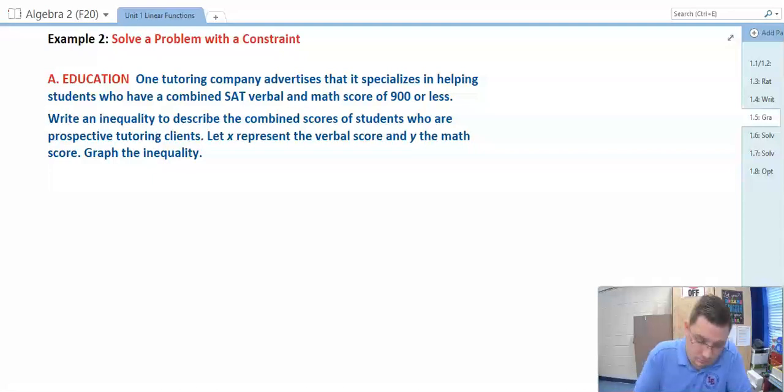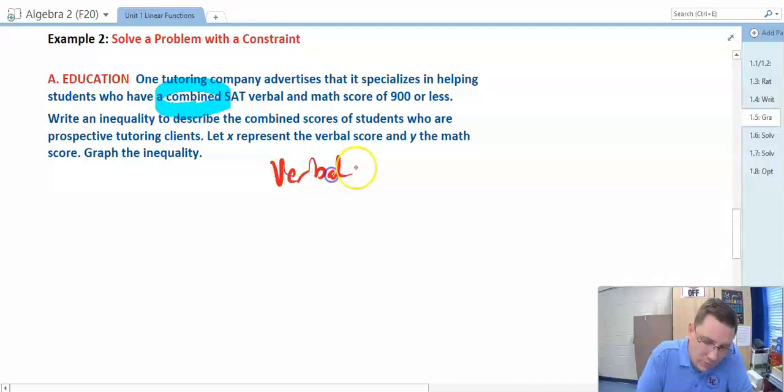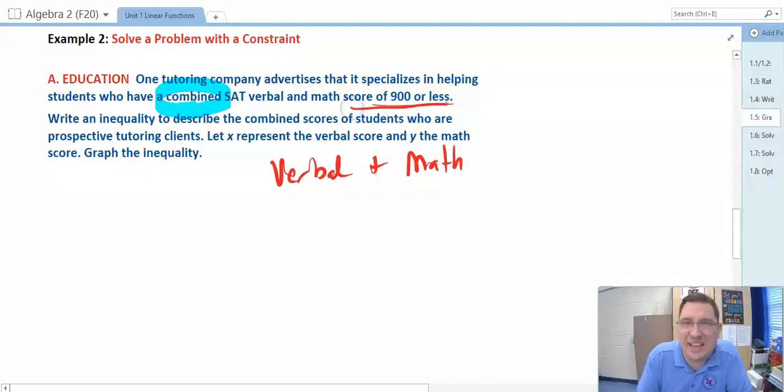And so when we talk about having a combined score, let's talk about picking out the important pieces here. We want a combined score. Well, what operation sounds like it would be combined? Addition, right? So whatever's happening, I'm taking the verbal score plus the math score, and it wants the score to be what? Of 900 or less. Okay, so whatever happens here, this addition has to be 900 or less.